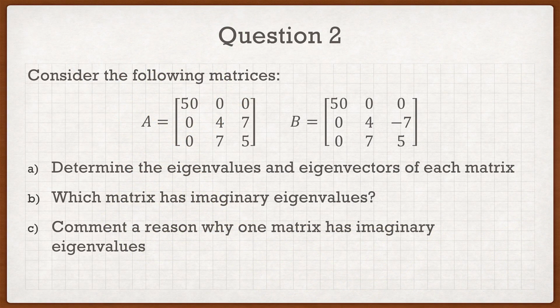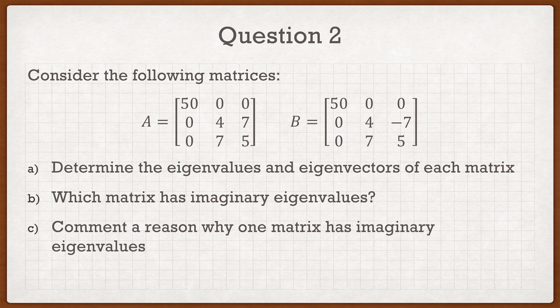Hello everyone, and welcome back to the CIV 398 Assignment 2 Guide. In this video, we're going to be covering question number 2, which is very similar to question number 1, except we're going to look at one of the oddities, if you will, of finding eigenvalues and eigenvectors.